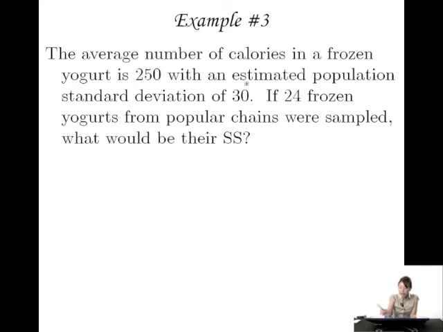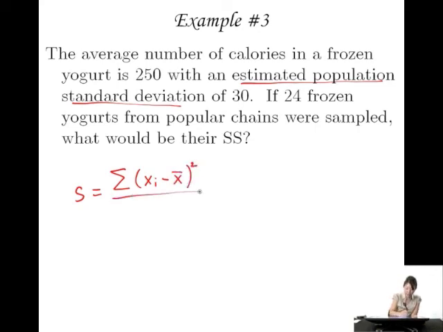Well, we know that they have an estimated population standard deviation, right? So that's little s. And in order to get little s, we know that they added up all of the x sub i's minus the mean, squared that, all divided by n minus 1, and then took the square root of that. We know that that's what they did. And another way of writing that is the square root of SS over n minus 1.